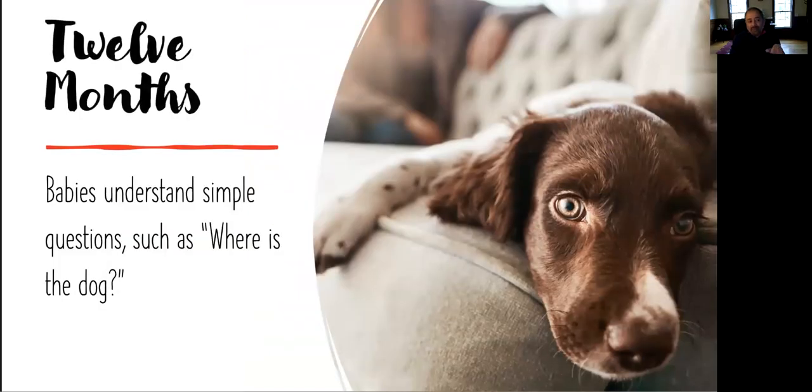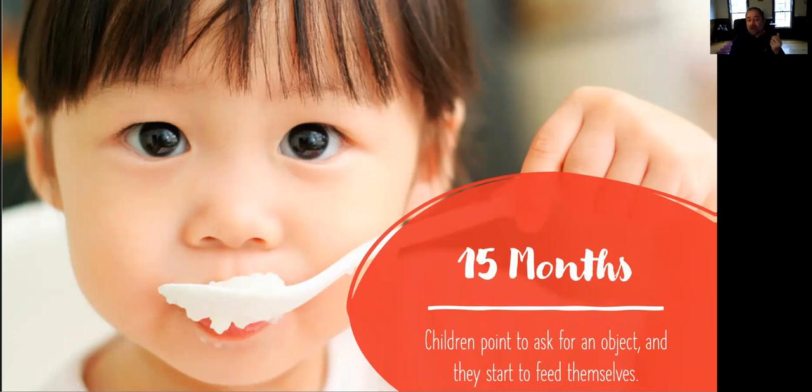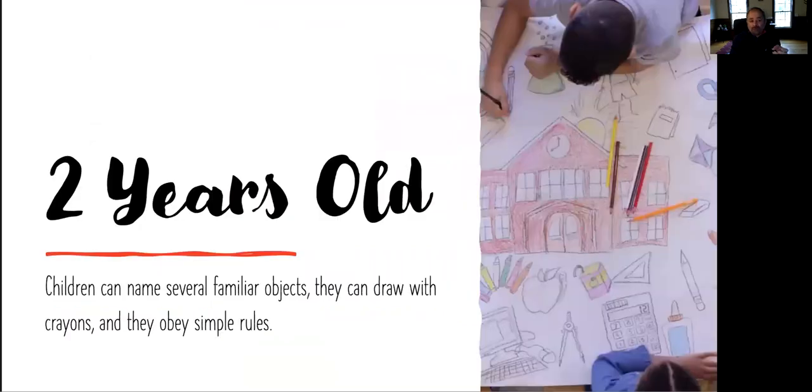Babies at 12 months understand simple questions such as, where is the dog? Right? So babies begin to understand simple questions. At 15 months, children point to ask for an object and they start to feed themselves. Okay. 18 months, children can point to objects when asked about them and they mimic adult actions. 2 years old, children can name several familiar objects, and they can draw with crayons and obey simple rules.